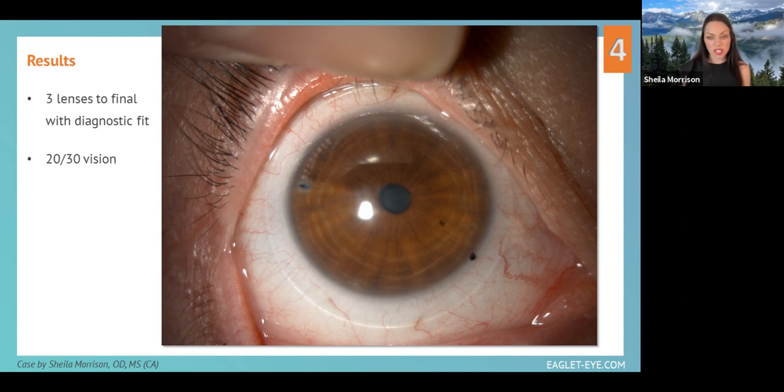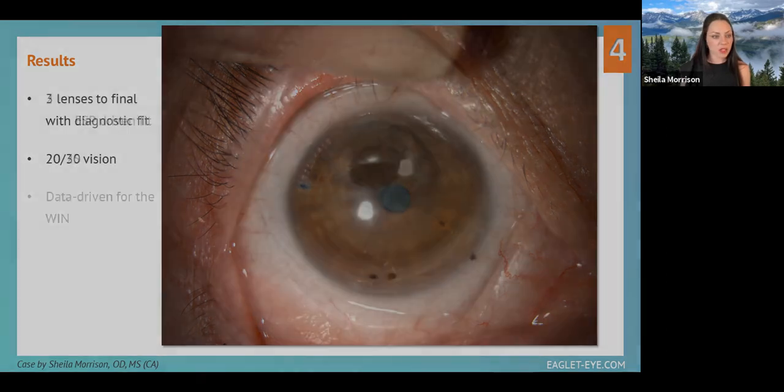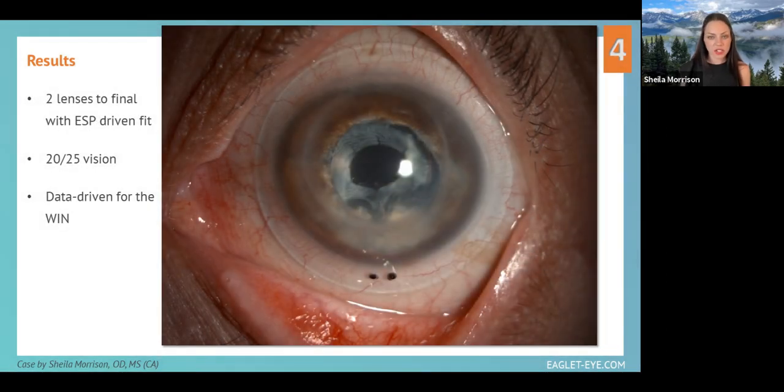Good result. I would say that's a great outcome overall, really wonderful. ESP driven on the other eye, you can see this is a much different eye and a much harder eye, 2 lenses to final, and data driven for the win in this case. So competition wise, I would say profilometry won on this patient, but overall, there are so many different ways that we fit these lenses, and at the end of the day, getting to that finish line, we're going to get there one way or another.